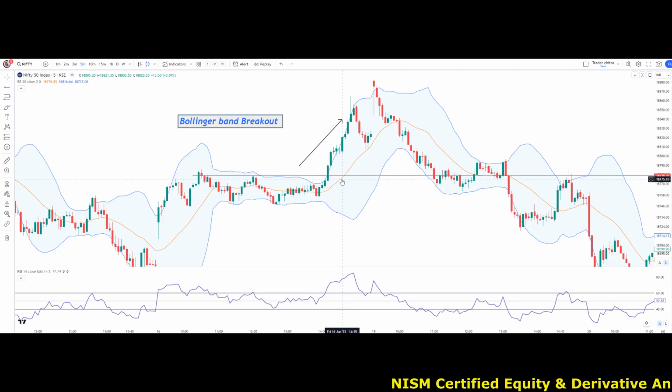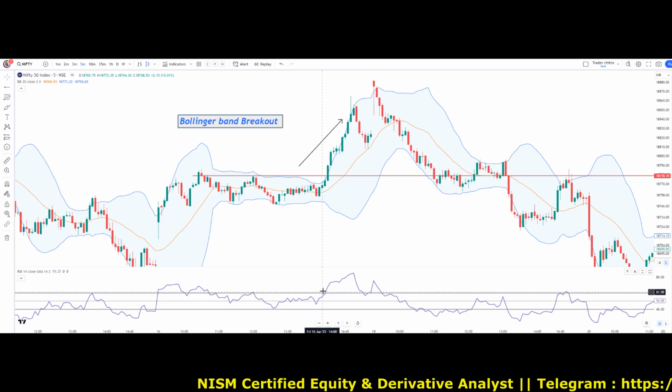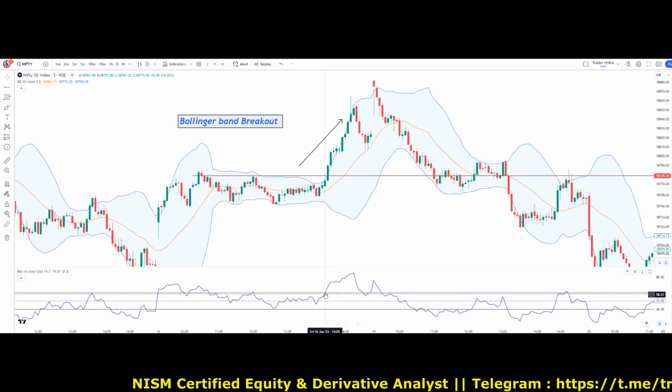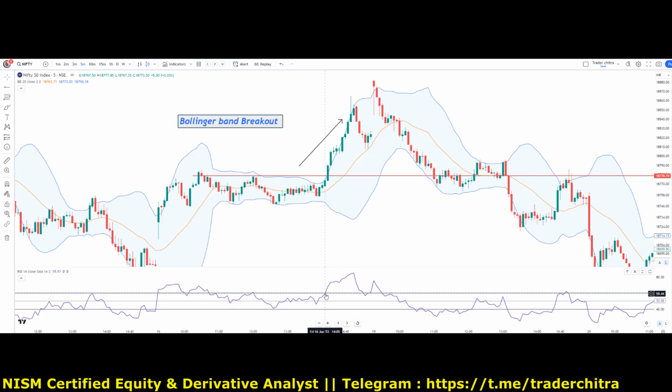Also we can see that the mid Bollinger Band, that is a 20 SMA, also going along with the price. And we can see here the RSI is also above 60. So this is the perfect entry for the long trade.